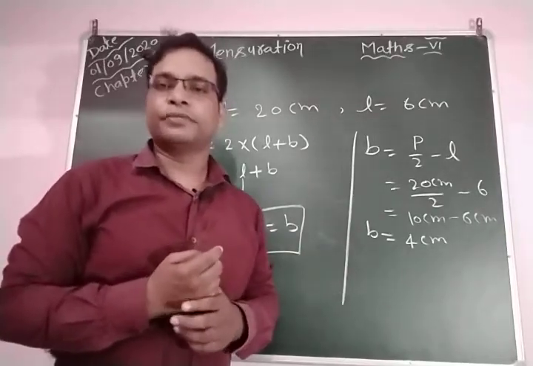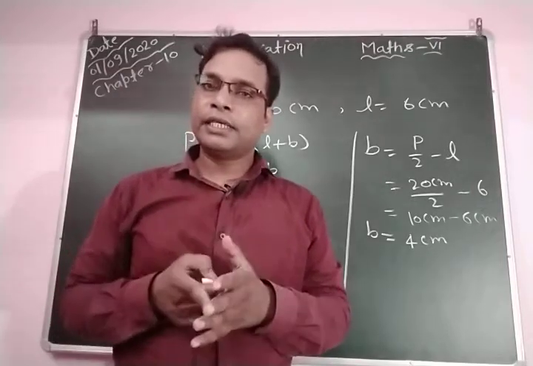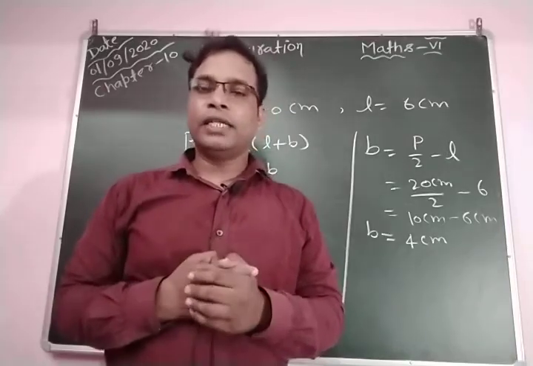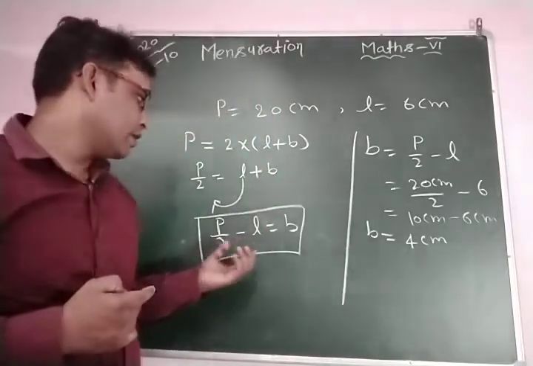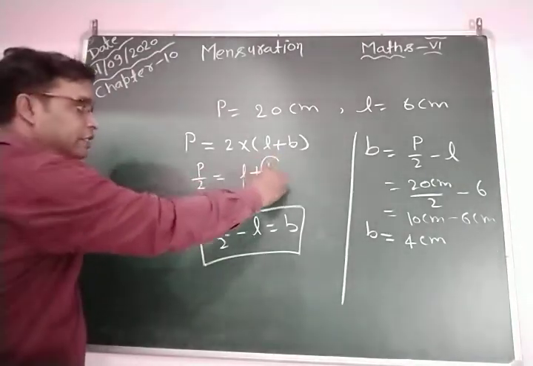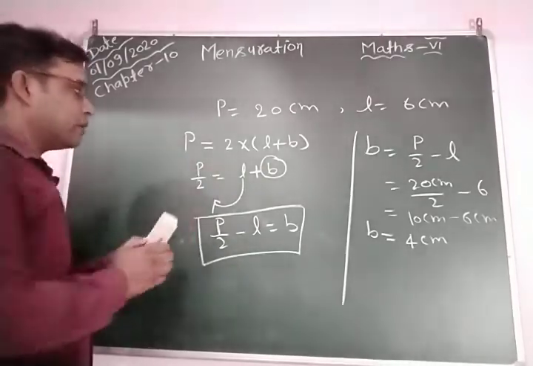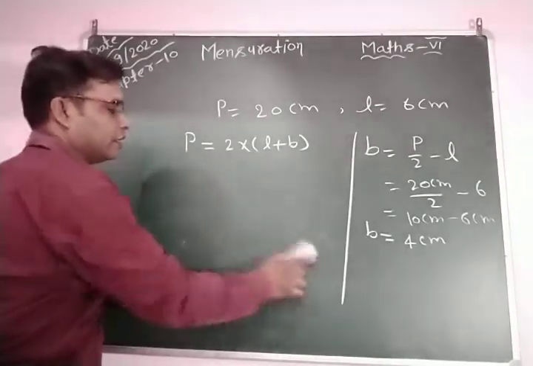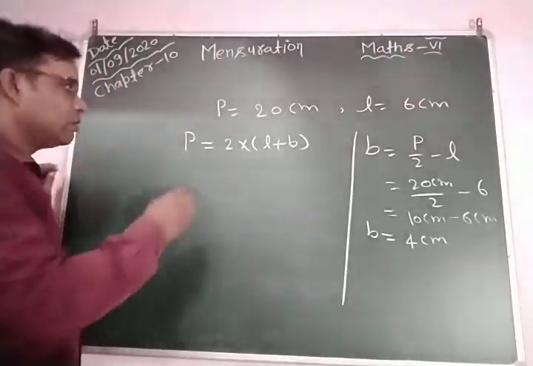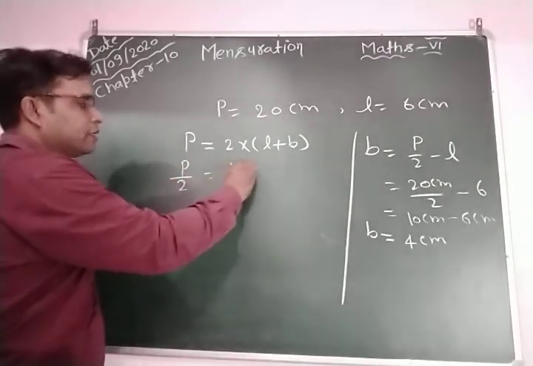Suppose sometimes the perimeter is given, the breadth is given, but we need to find the length of the rectangle. So how can we find the length of a rectangle? Suppose we have this given: breadth is given, perimeter is given, then you can change the formula of perimeter. First we write P by 2 is equal to L plus B.